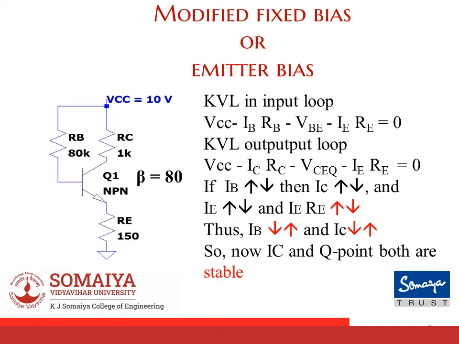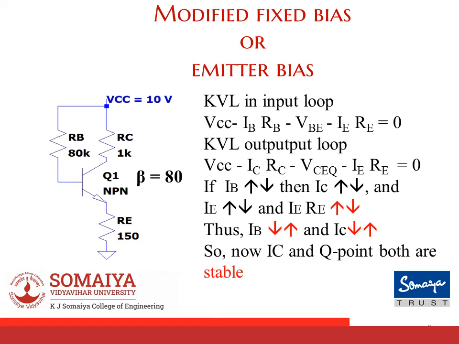Now in this circuit, if IB increases or decreases, then IC will also increase or decrease because IC is equal to beta times IB. And IE, which is equal to IB plus IC, will also increase or decrease. That means if IB has a positive variation, IC will also have a positive variation, and so will IE. But the drop across RE, which is nothing but IE RE, will have an exactly opposite effect. So if IE has increased due to an increase in IB, then the drop across IE RE will also increase. This increase in IE RE will result in a reduction of IB.